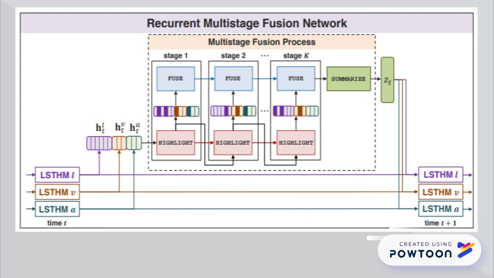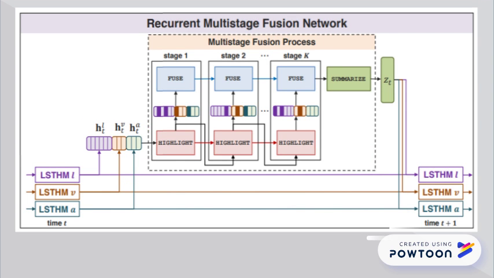This diagram displays the recurrent multi-stage fusion network. The multi-stage fusion process has three modules: highlight, fuse, and summarize. Signals from each modality are represented with an intramodal recurrent neural network. Each intramodal recurrent network outputs a unimodal representation. The RMFN process fuses all these unimodal representations together into a cross-modal representation. These concatenated intramodal network outputs can be seen in these annotated variables.